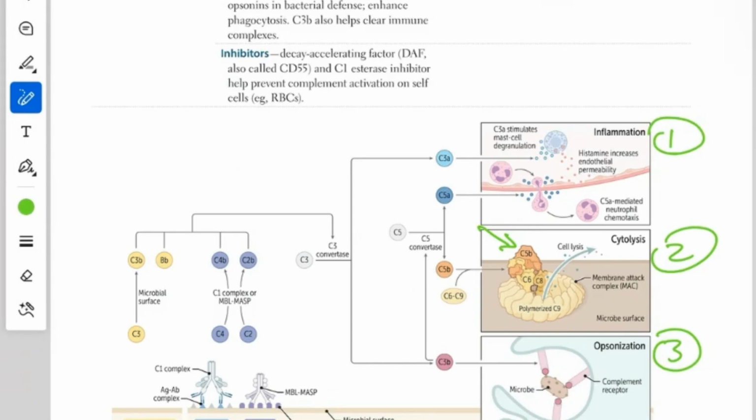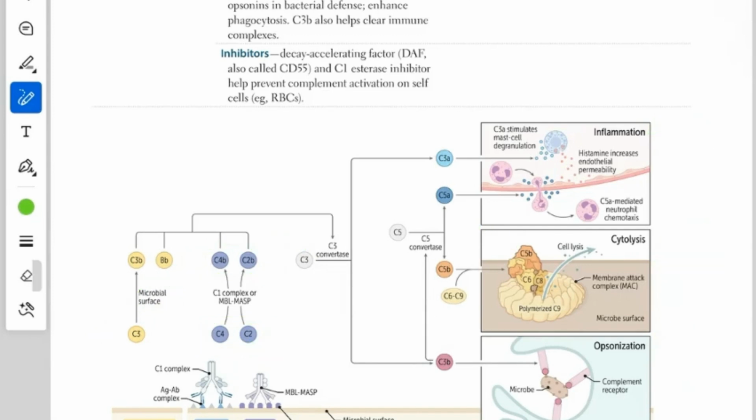The classic pathway involves antigen antibody complex. An antibody will bind to the antigen and then activate a group of complement proteins, that's C2, C4. Those C2, C4 will combine to form your C3 convertase that will now go on to activate C5 and others and produce C3A, C3B, and the other proteins that will carry out all three outcomes we mentioned.